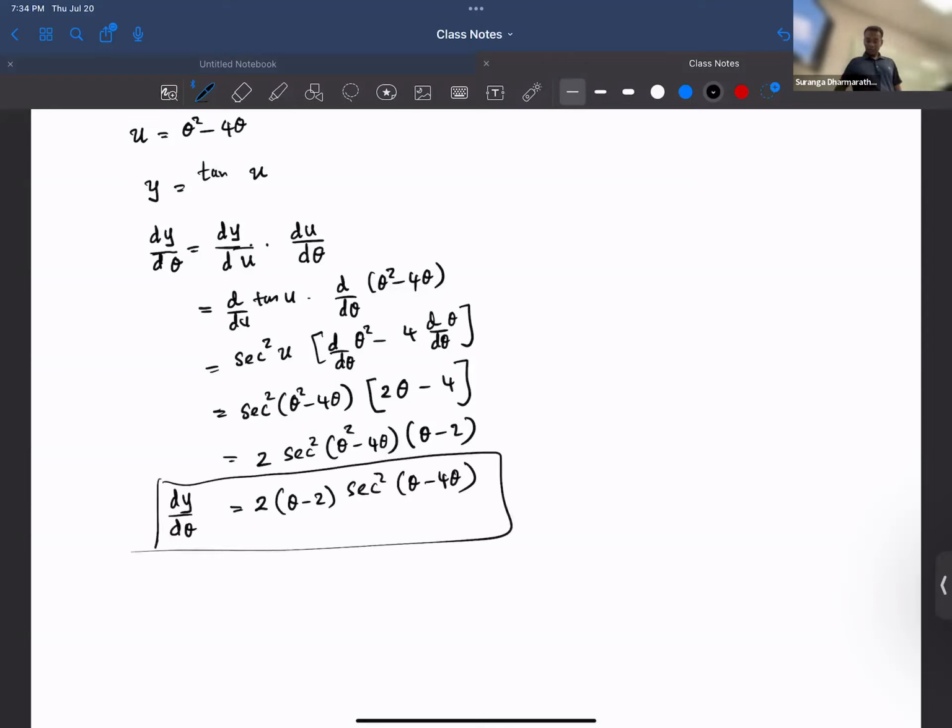So the key is to identify that. Key is to identify that.